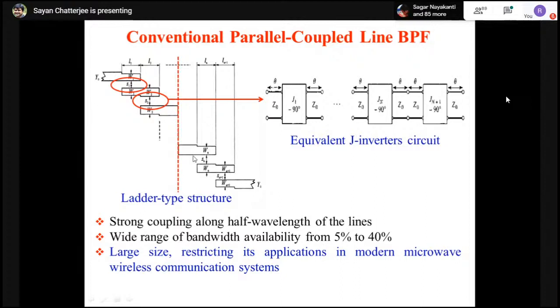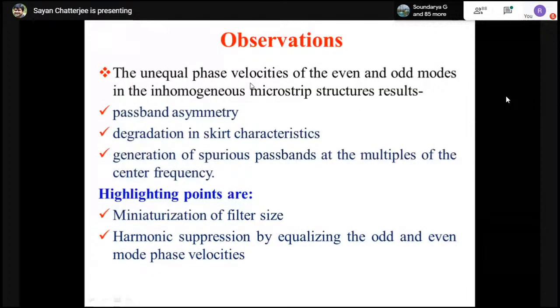Plus you can see it has a kind of structure, taking Y dimension and X dimensions, so your sizes matter. Ultimately there are certain unequal phase velocities due to the even and odd mode in these inhomogeneous microwave structures, and that provides you a passband asymmetry. Sometimes we have seen passband asymmetries obtained. You can have certain degradation in scattering characteristics, and harmonics are always generated, we will see later.